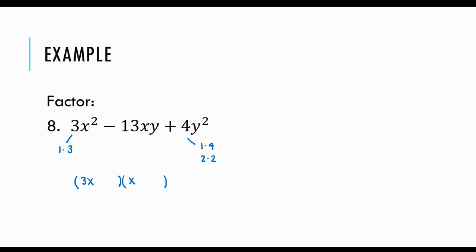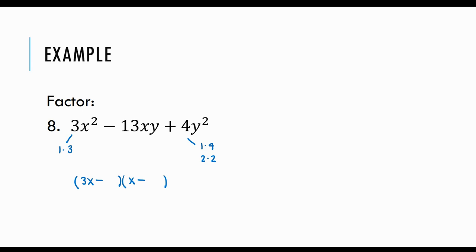But now with the last terms, when I pick my numbers, I also am going to have to put a y with it, so it ends up being y squared at the end. Because it multiplies to a positive but adds to a negative, just like our last example, both of these numbers are going to have to be negative. And then I'm going to decide between 1 and 4 and 2 and 2. So I'm going to do 1 and 4.